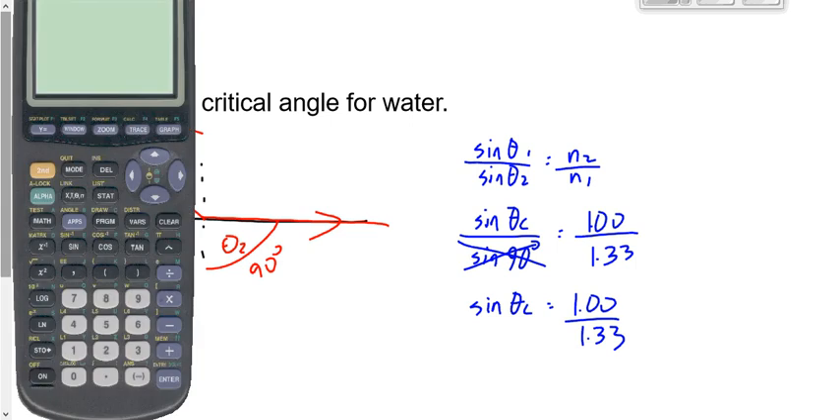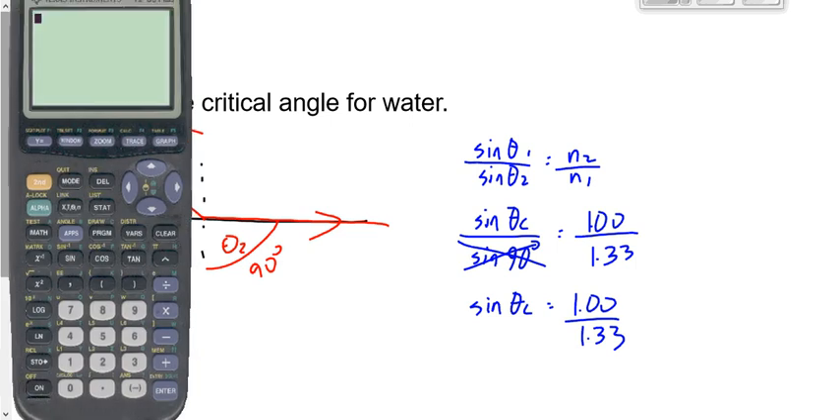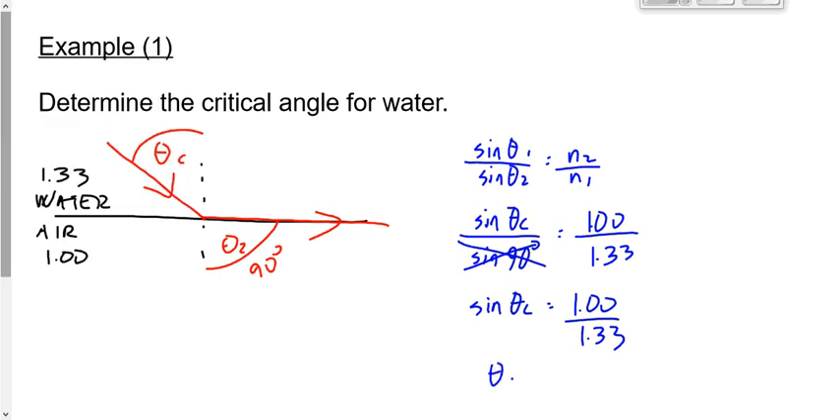Let's figure this out on our calculator. To find theta c, we're going to take the inverse sine of 1 over 1.33, and that gives us a value of 48.8. The critical angle, by the way, for diamond in air is something like 24. It's way, way smaller. How come? Because there's a much, much bigger gap in index of refraction. Remember, the bigger the difference in index, the smaller the critical angle. This is such a big critical angle because the difference in index isn't that big.